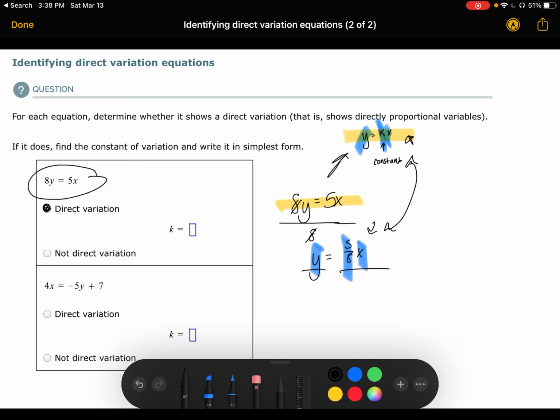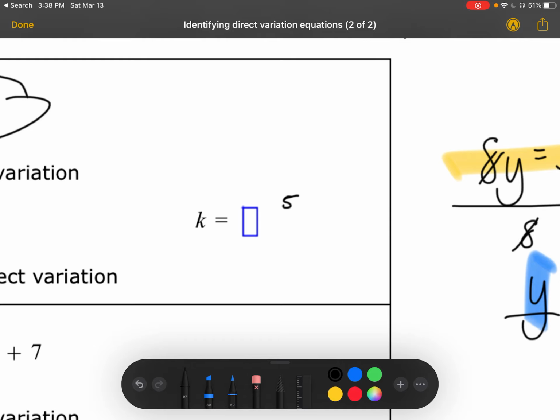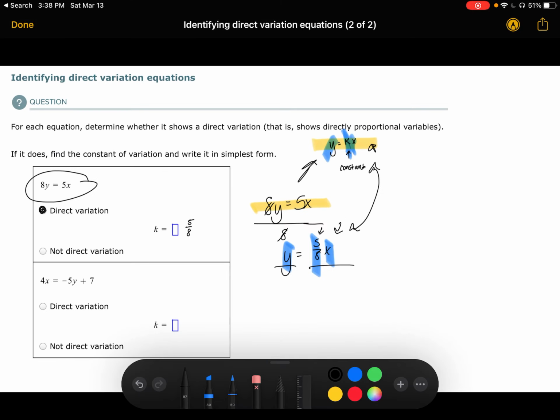Now, the question is, what is k? If you look at it again, the only number that you're left with is 5/8. So you're going to put 5/8 here. That's all you need to do.